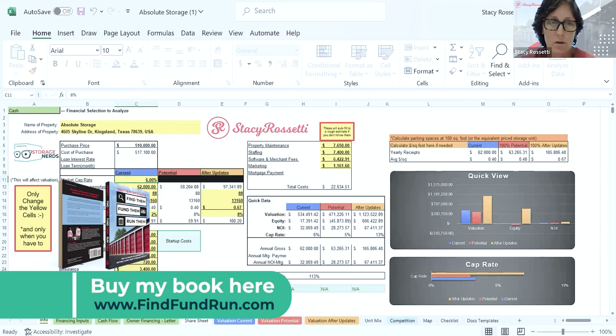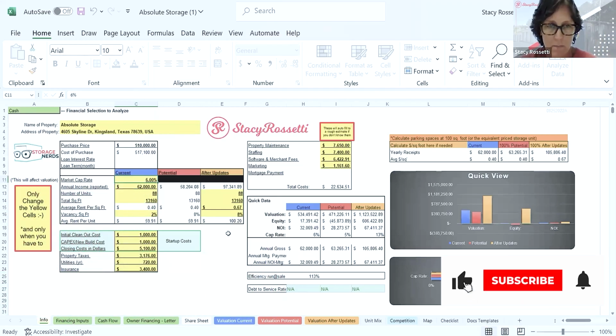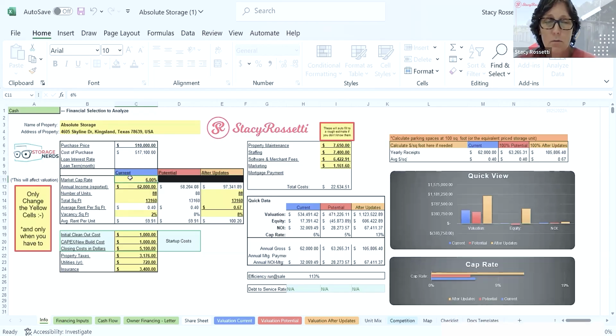Your market cap rate, we could change it to 6. I could change it to 7, 8 cap, whatever you want to run your numbers at. Okay. And then here you can see that we run on the deal analyzer, we run our numbers in 3 different ways: the current, the potential, and the after updates.